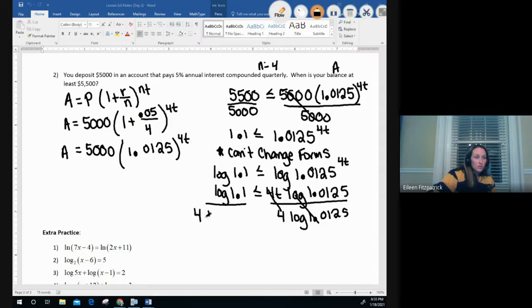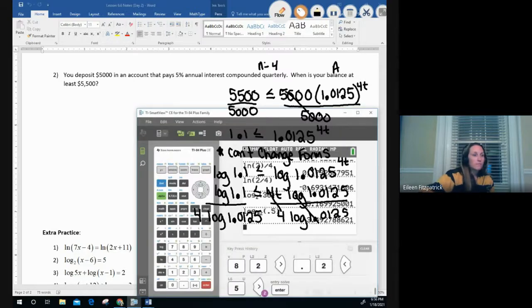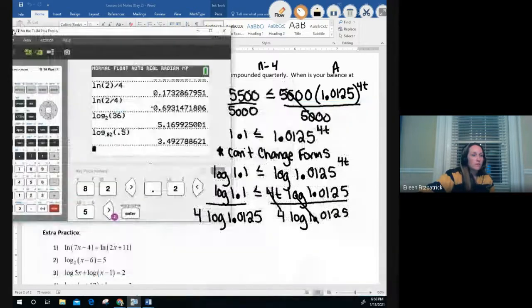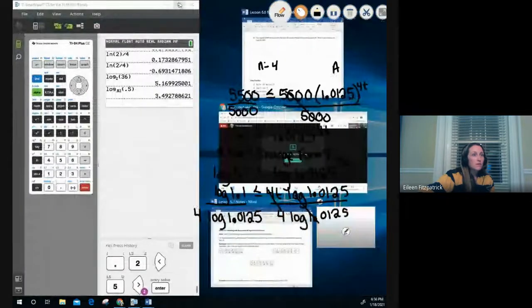So 4 times log 1.0125. All right, so it's pretty crazy ugly looking. Let me erase this so when I put my calculator up, I can put my calculator there. Okay.